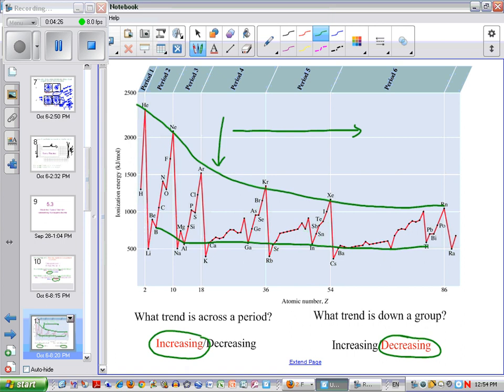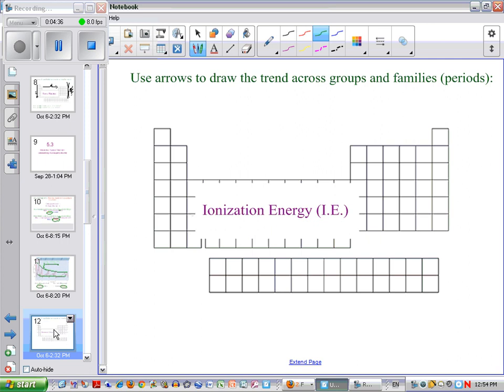As you go down a group, the electrons are getting further and further away from the nucleus. It's much easier to come take one if it's being held far away from your body or far away from the nucleus. So let's draw these trends on our periodic table. Going down, we said it decreases. And going across, it's going to increase.